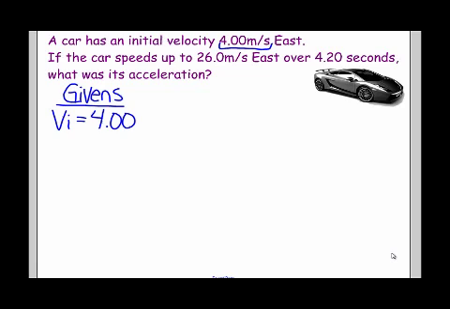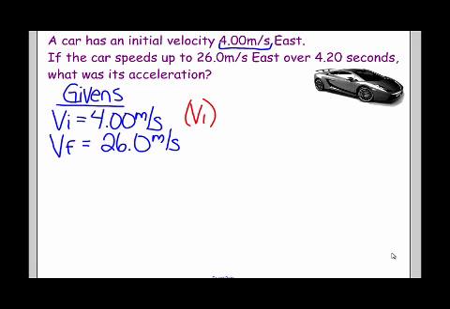The car speeds up to 26.0 meters per second, so that's my final velocity. VF is 26.0 meters per second. Instead of VI and VF, I could also call this V1 and V2. So I could also put V1 and this would be V2. It doesn't really matter. I keep reading. Next thing I see is 4.20 seconds. So that's a change in time of 4.20 seconds.